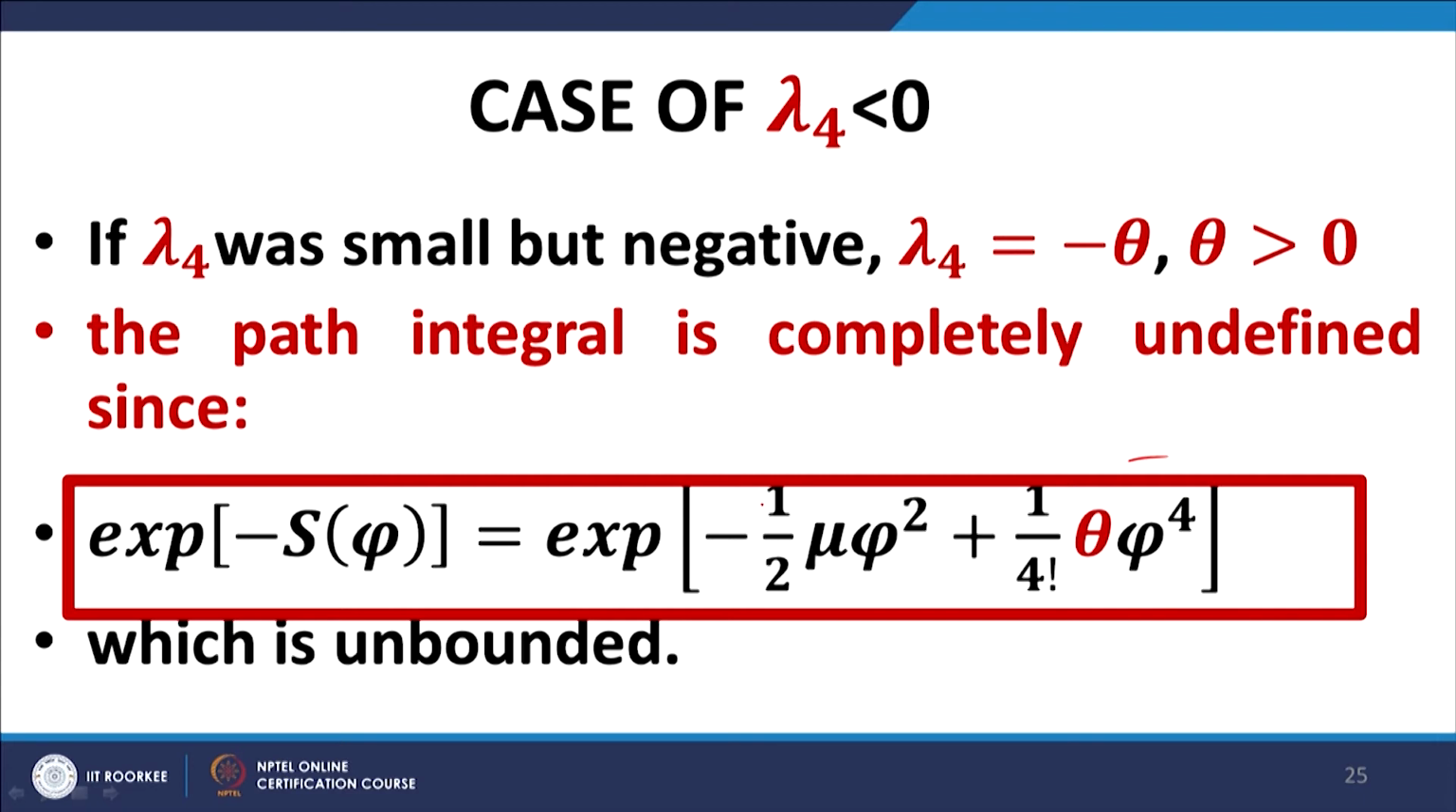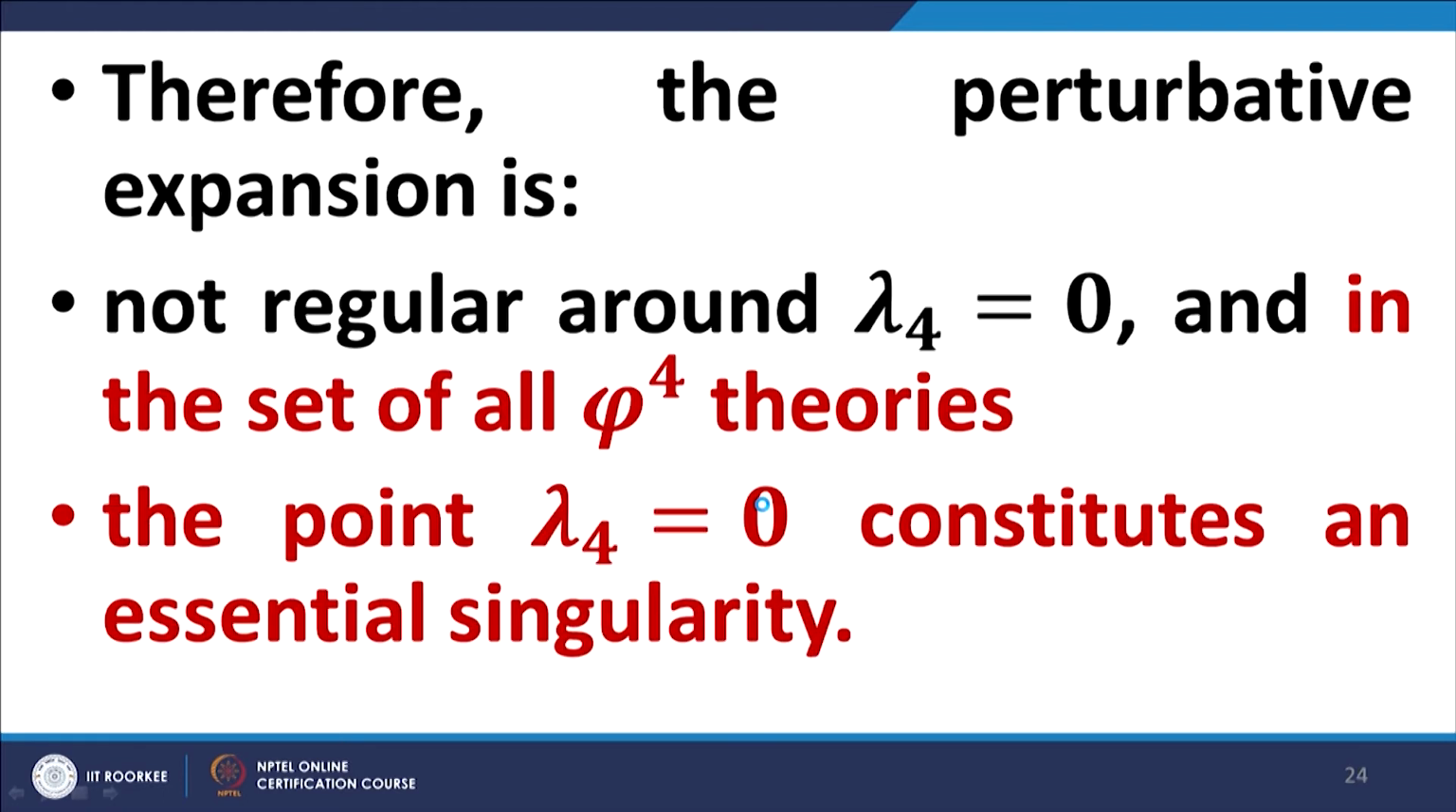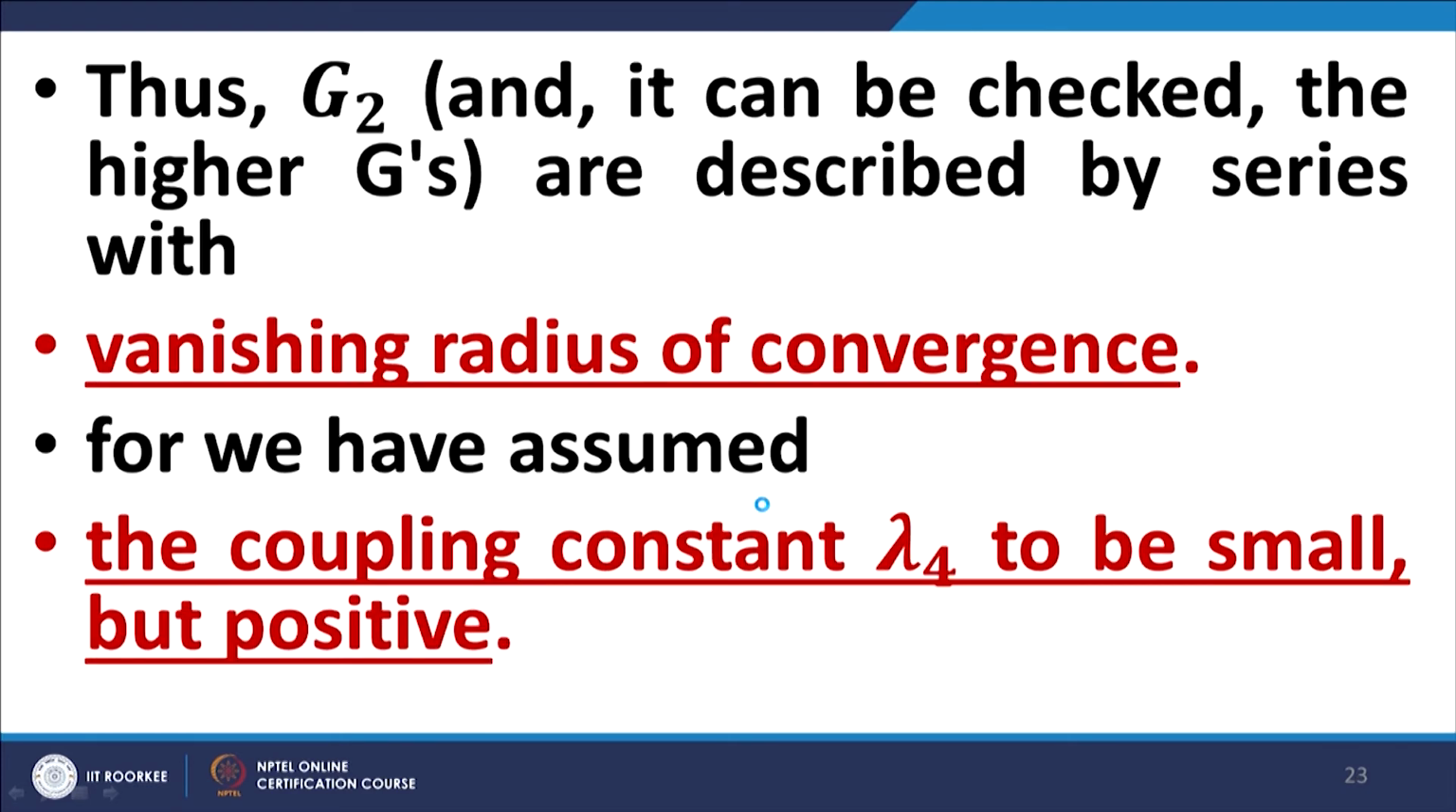And therefore, when lambda 4 is negative, of course, the path integral becomes undefined. But even when lambda 4 is positive and small, the series is not regular at lambda 4 equal to 0, and the point lambda 4 equal to 0 represents a point of essential singularity. That is what disturbs the character of the series, and that is what results in the divergence of the series created by flipping the summation and the integral.